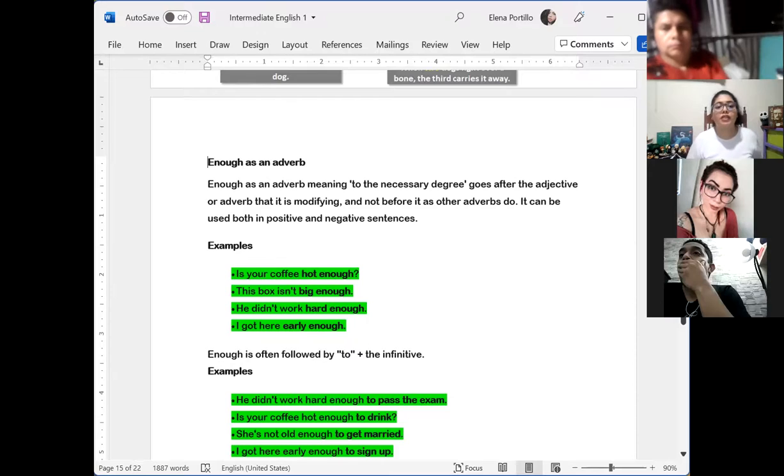Is your coffee hot enough? ¿Es tu café lo suficientemente caliente? So, in this kind of sentence, we have the word enough after the adjective or the adverb, using to plus infinitive. He didn't work hard enough to pass the exam. Él no trabajó lo suficientemente duro para pasar el examen.